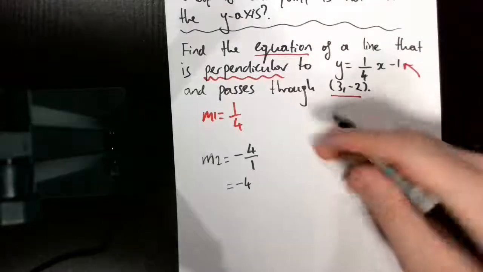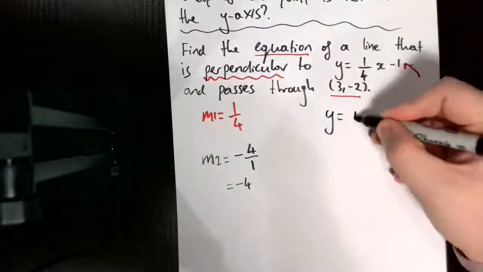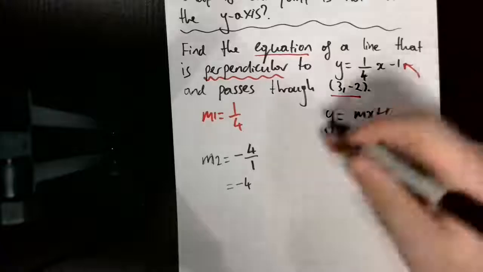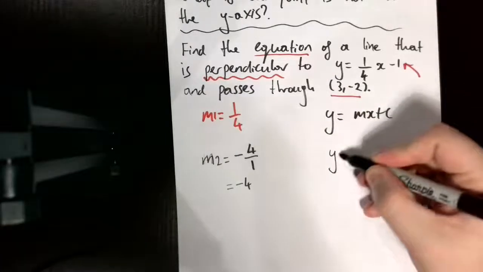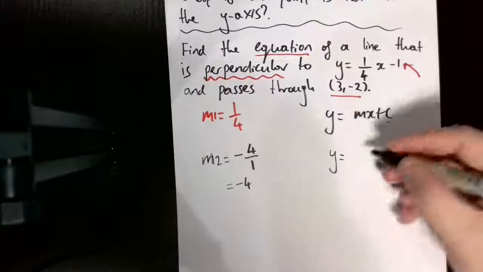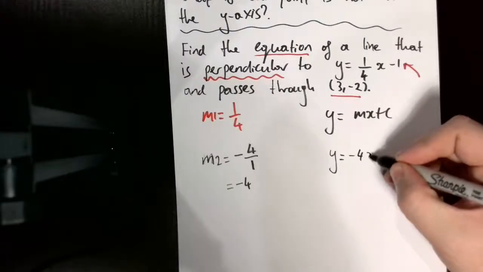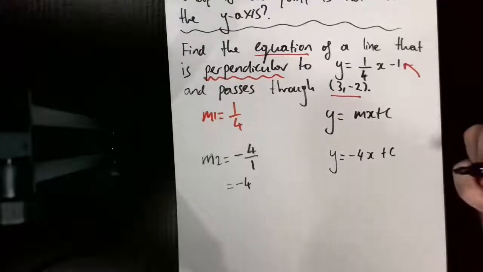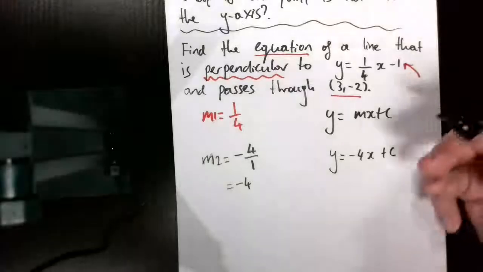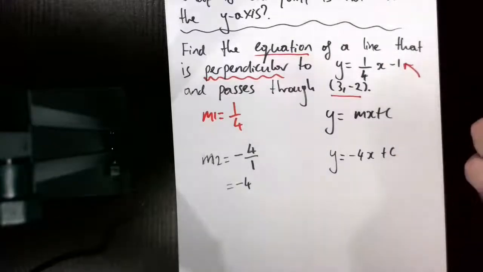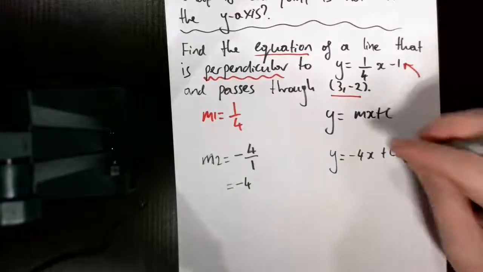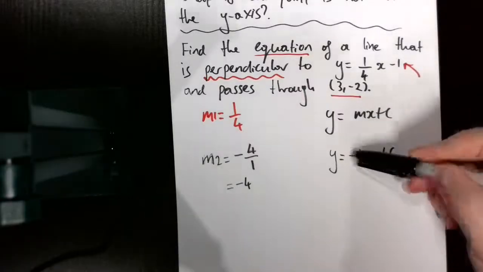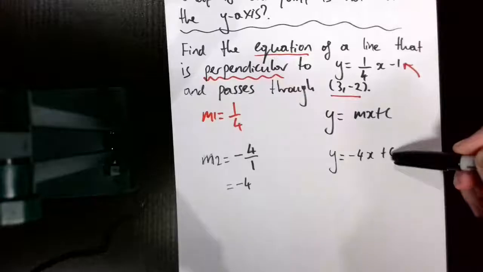Our perpendicular line, if we put it in y equals mx plus c, remember we always come back to this formula, will look something like this. y equals, instead of an m, we're going to put a minus 4, so minus 4x plus c. Now, we have one thing that we have left to find. The y-intercept. We have this plus c that we have to deal with. We have the gradient. Our second step is to find the y-intercept.